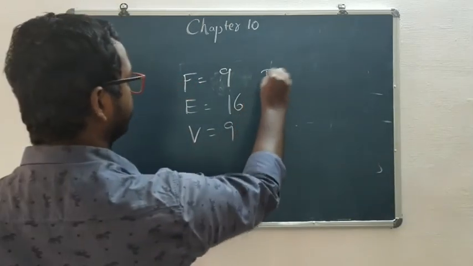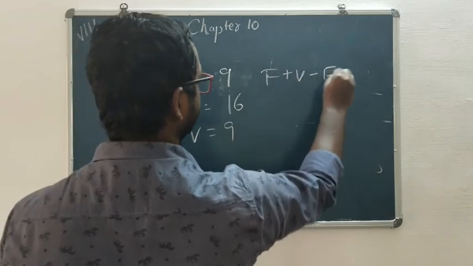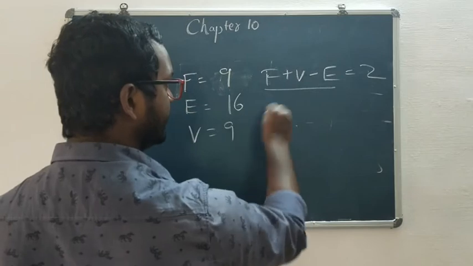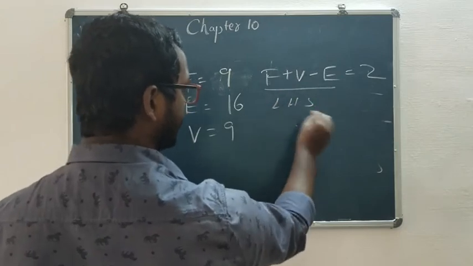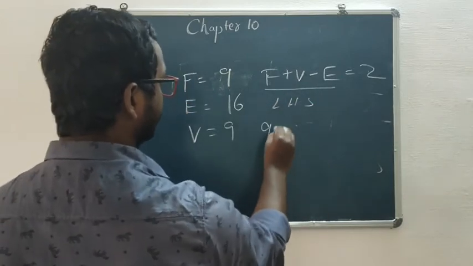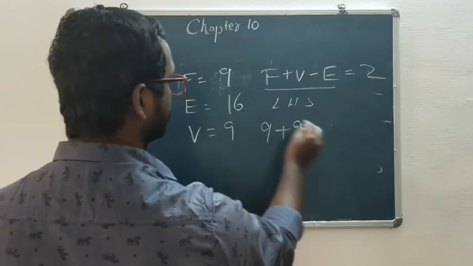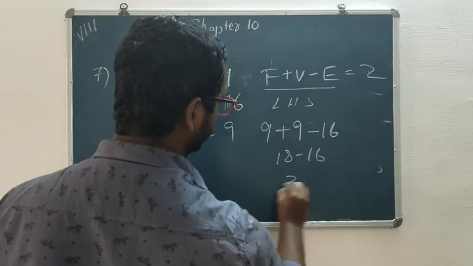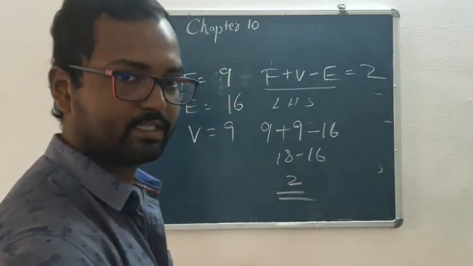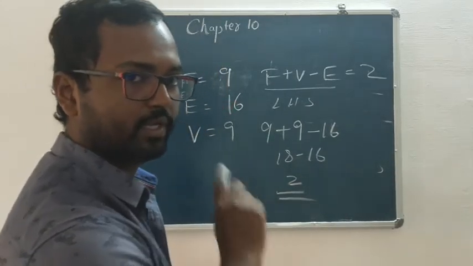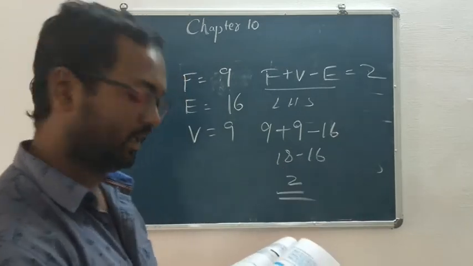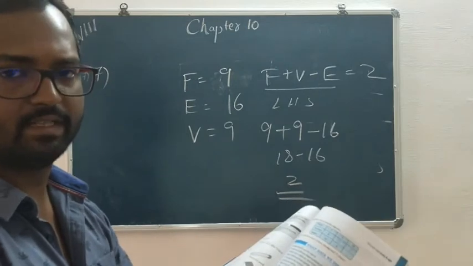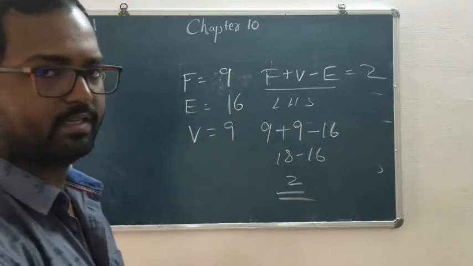So the formula is F plus V minus E is equal to 2. Because we have to verify, we will take the LHS only. Taking LHS, F is how much? 9. V is how much? 9. E is how much? 16. 18 plus minus 16, we are getting 2, which means LHS is equal to RHS. This is a polyhedron. Yes, by seeing it, we can easily identify that as a polyhedron because there is no circle in this figure, which means we got the right answer only.